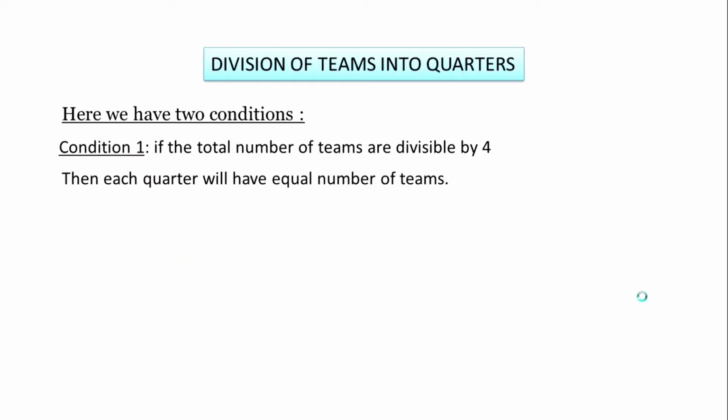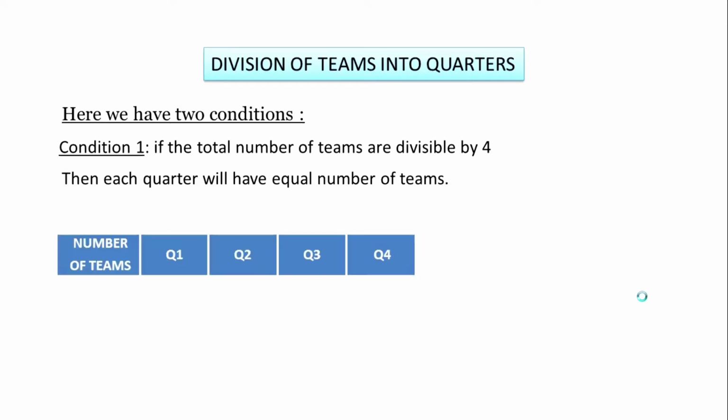The division of teams into quarters. Here we have two conditions. Condition 1 is if the total number of teams is divisible by 4, then each quarter will have an equal number of teams. I will show you how to divide the teams in quarters.